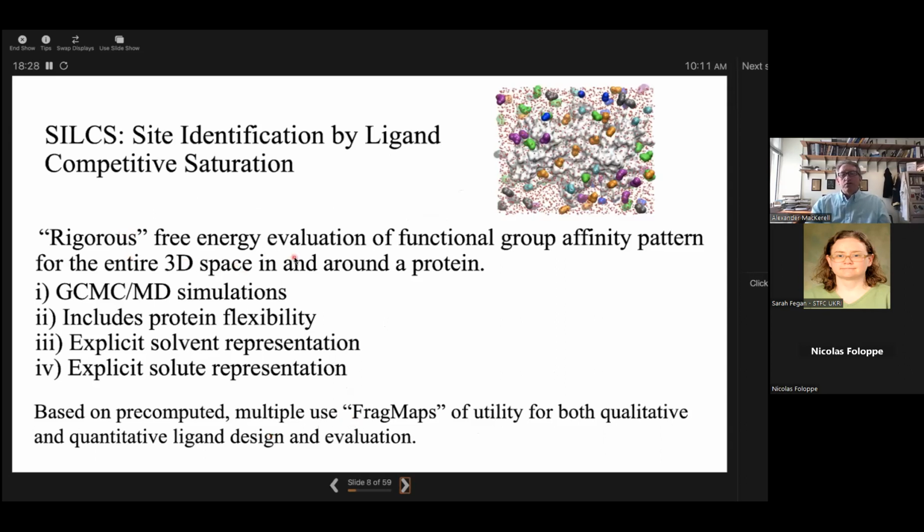Basically, we're going to get a rigorous free energy evaluation of the functional group affinity pattern in the entire three-dimensional space in and around a protein. So we're going to use a combination of GCMC and MD simulations. And these simulations include protein flexibility. We have explicit solvent representation, as well as an explicit solute representation. So we're including desolvation contributions, obviously protein functional group interactions, as well as protein flexibility in these free energy functional group affinity patterns, which we're going to refer to as FragMaps. And again, this is our precomputed ensemble. Once we have that, we're going to use that ensemble over and over again.